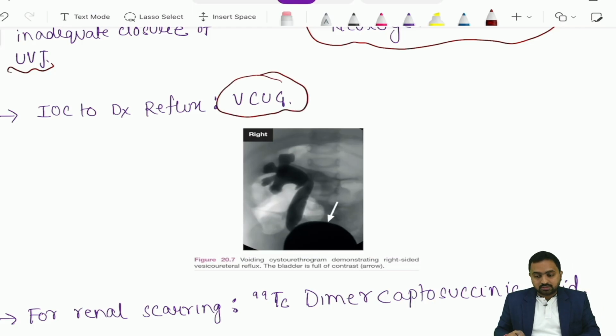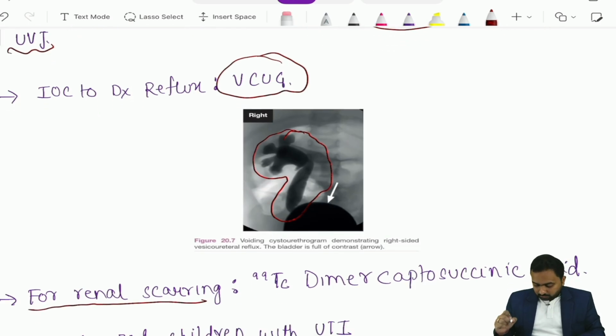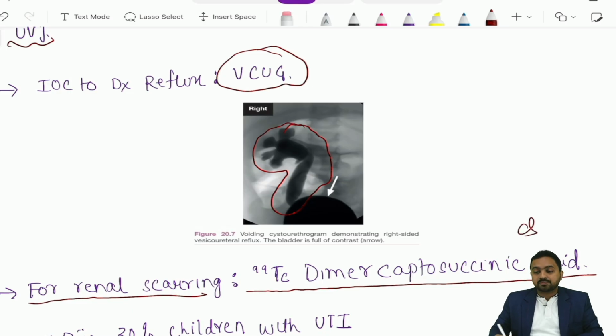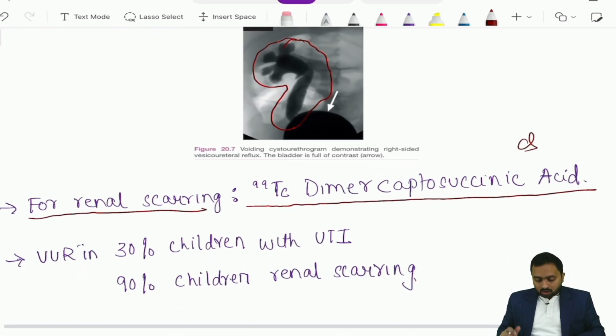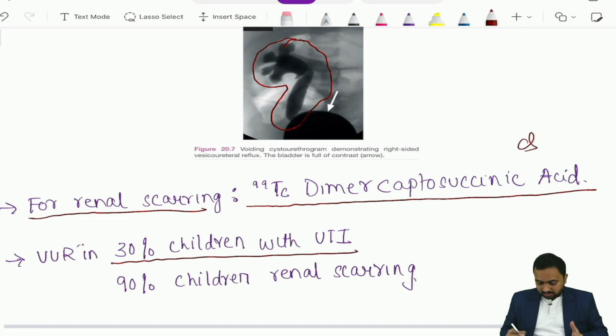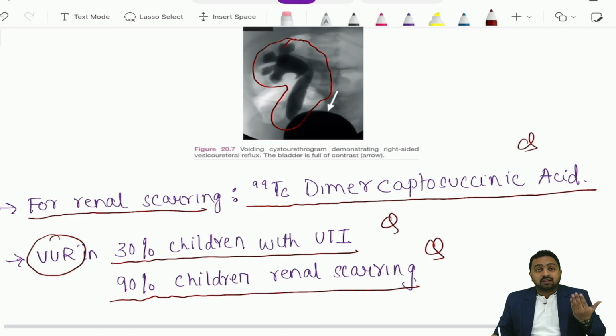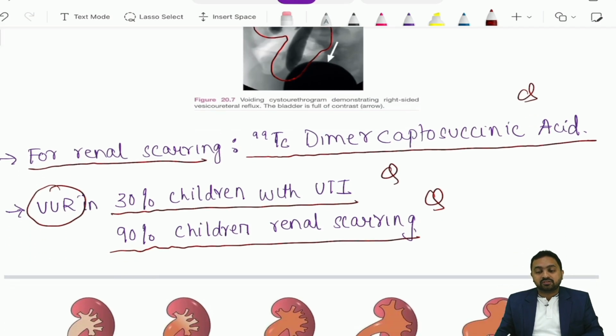So, if you can see over here the image, it is showing your right-sided vesicoureteral reflux. Now, another important question that is asked is for renal scarring. So, for renal scarring, you have your technetium-99 dimercaptosuccinic acid scan, which is used. Now, VUR is seen in around 30% of children with UTI and around 90% of children with renal scarring. So please remember this important data of VUR, which is associated with around 30% of patients with urinary tract infections and 90% in children with renal scarring.